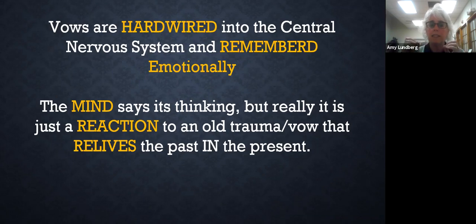So the mind says it's thinking, but really it's a reaction to an old trauma or vow that relives the past in the present. We just grow up and we still live by these vows, and that's why our soul is so disconnected. That's why we're so unhappy, because what worked for us when we were younger was denying our true self and putting on this mask of the vow and the smile, instead of just saying, hey, that's not fair and I'm kind of angry about that. You just smile and say okay, and shove it down. And we do that as adults.